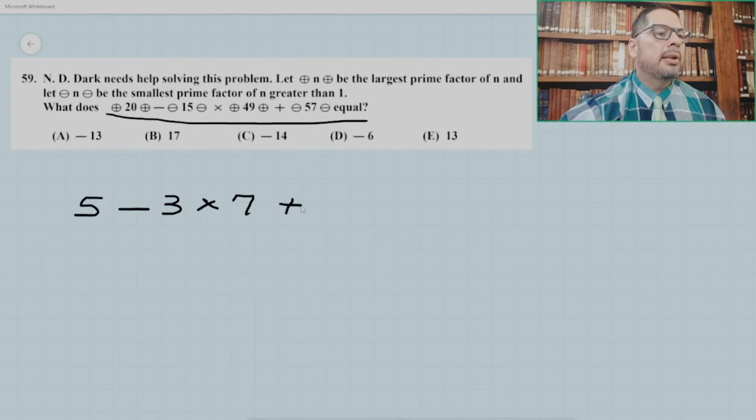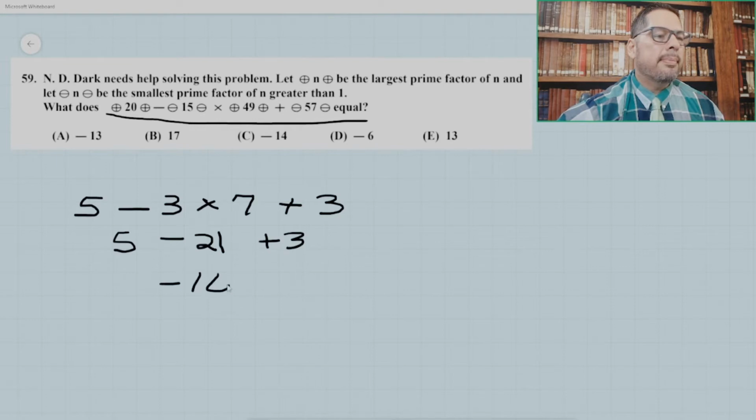Plus the smallest prime factor greater than 1 of 57. Well, 57 is 3 times 19. So the smallest prime factor greater than 1 is 3. And now it's a simple order of operations problem. The multiplication has to happen first. So it's 5 minus 21 plus 3. And 5 minus 21 is a negative 16 plus 3. And the answer is a negative 13.